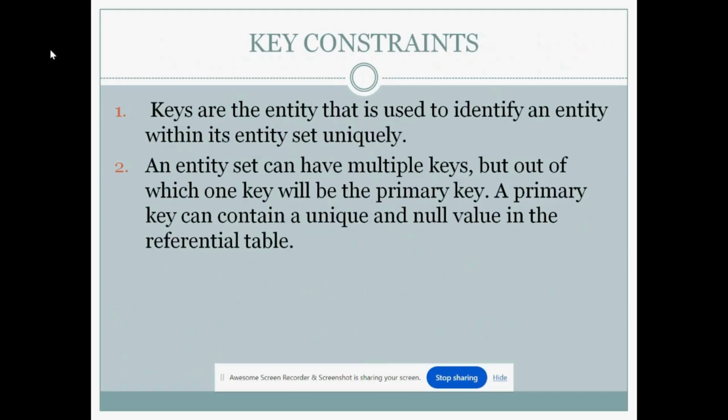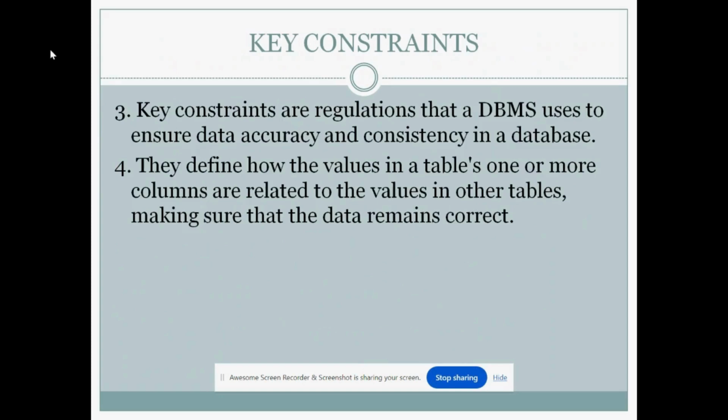Now coming to the last one, that is key constraints. Keys are the entity that is used to identify an entity within its entity set uniquely. An entity set can have multiple keys, but out of which one key will be the primary key. A primary key can contain a unique and null value in the referential table. Key constraints are regulations that a DBMS uses to ensure data accuracy and consistency in a database. They define how the values in one or more columns of a table are related to the values in other tables, making sure that the data remains correct.